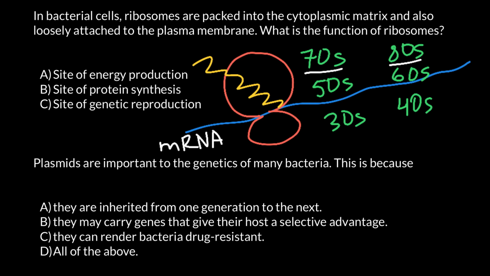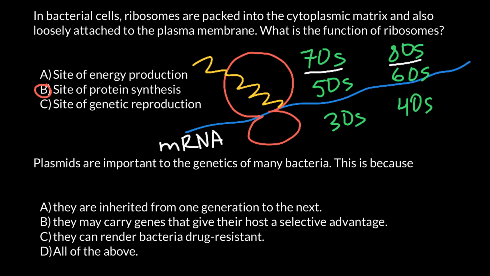I also hope many of you, or all of you, know that the ribosome is the site of protein synthesis, of course with the help of the tRNAs that bring specific amino acids specified by codons that we can find here on the messenger RNA, and tRNAs have anticodons. So as you see, the correct answer is answer B. Ribosomes are sites of protein synthesis.